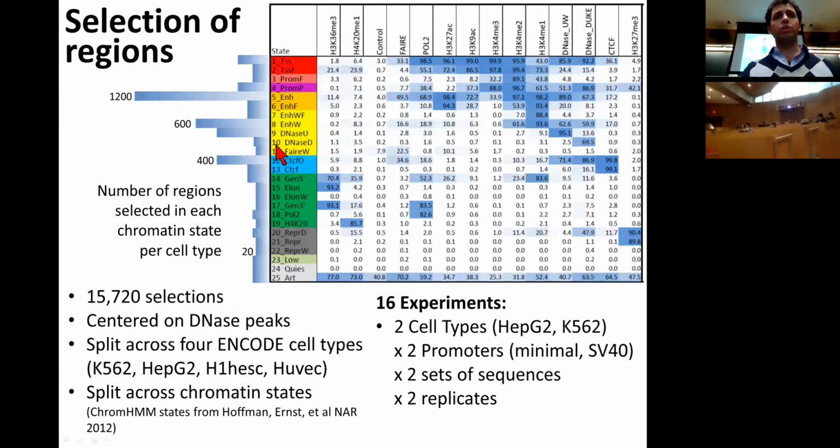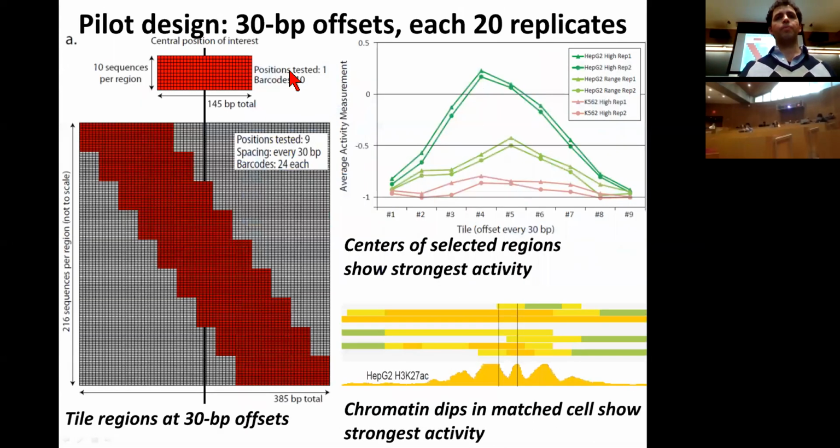So to apply this technology, we selected many different regions in the genome. We selected them proportionally to how often these were DNA hypersensitive. And that led to an enrichment for enhancer regions and CTCF binding sites and so on and so forth. But we specifically excluded promoter regions. So we used 2 different designs. One was the high resolution design that I showed you earlier. The other one was a low resolution design where we again use 10 different barcodes per sequence, but now we only use 30 base pair offsets just to test the technology.